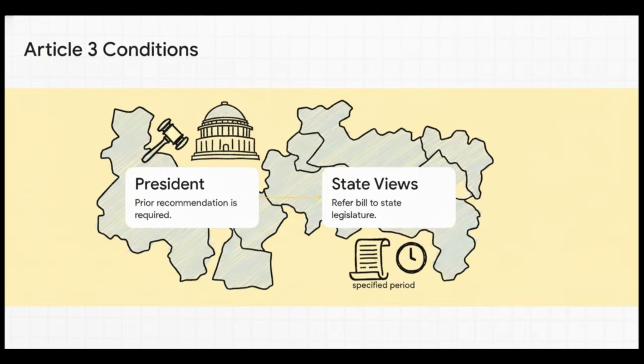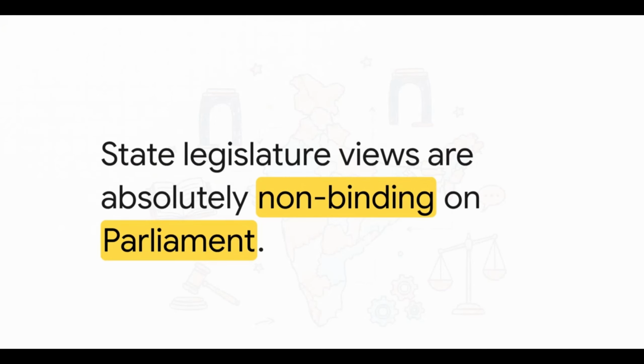It must come with the executive's highest blessing, which kicks off a highly structured conversation between the center and the specific state in question. But here's the massive constitutional twist. The President and Parliament can completely ignore the state's views. Seriously, even if the state legislature unanimously votes against the alteration of its boundaries, the Parliament can still just go ahead and pass the bill. Their views are entirely non-binding.